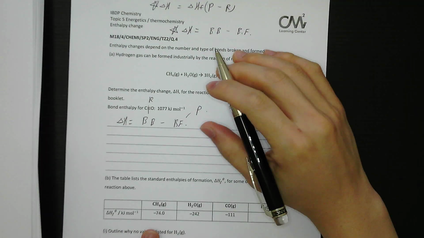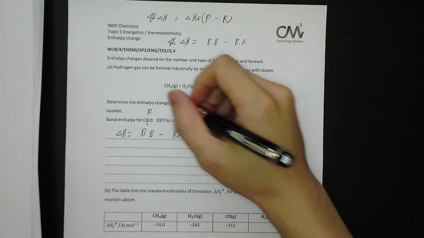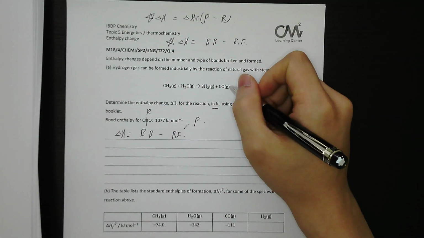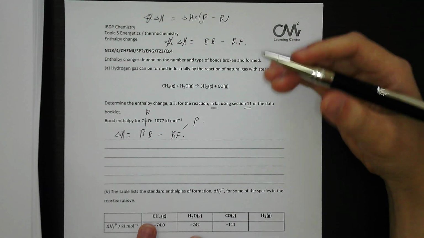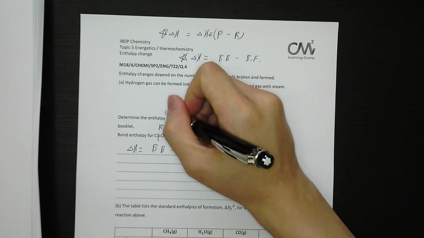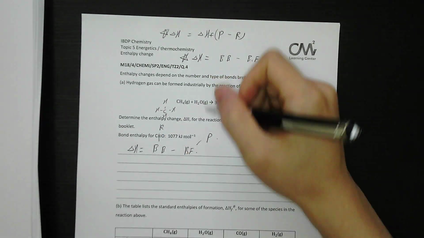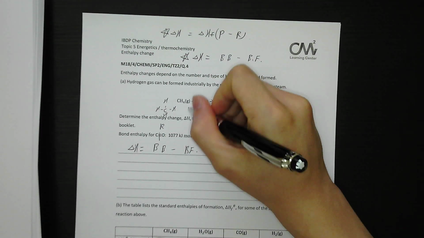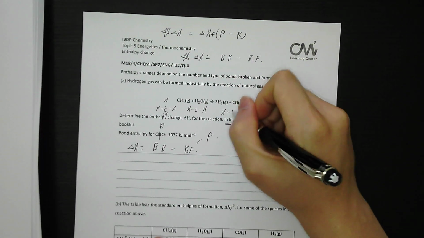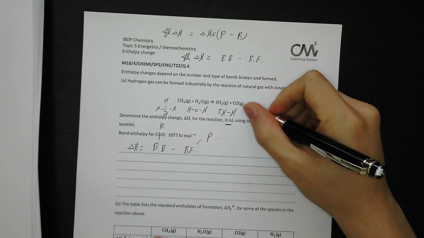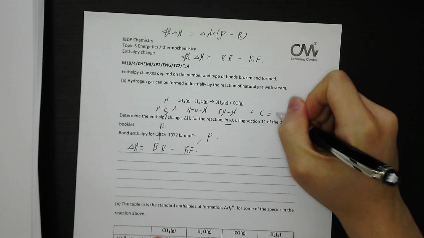So the first step, we have to draw the Lewis structure of all these compounds so that we know what kind of bonds we are going to break. CH4 has four CH single bonds. Water has OH single bonds. Hydrogen gas has a single bond. But CO has a triple bond.